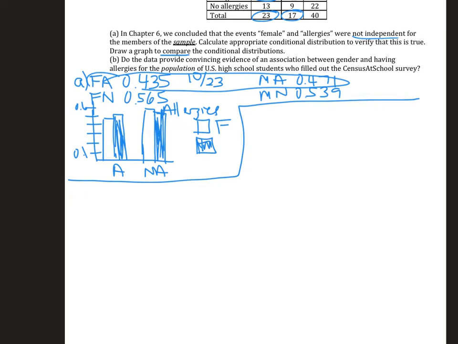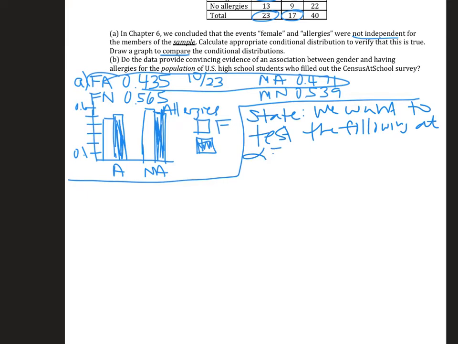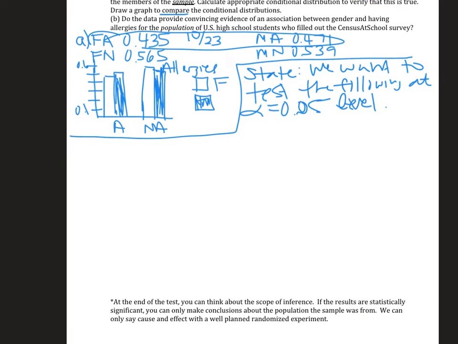So here we go. State. We want to test the following at the alpha equals 0.05 level. Feel free to pause the video if I'm writing too fast, but I feel like people really want to get through this because I know you guys have a lot going on. You have a lot to do.